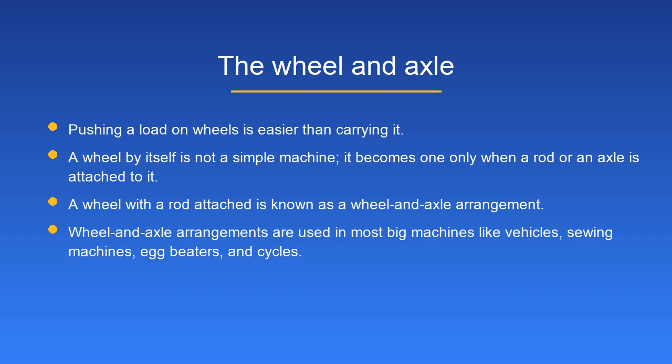The wheel and axle. Pushing a load on wheels is easier than carrying it. A wheel by itself is not a simple machine. It becomes one only when a rod or an axle is attached to it. A wheel with a rod attached is known as a wheel and axle arrangement. Wheel and axle arrangements are used in most big machines like vehicles, sewing machines, egg beaters, and cycles.